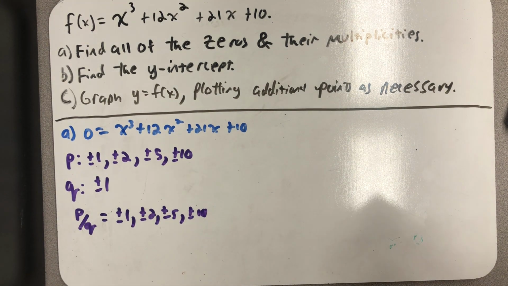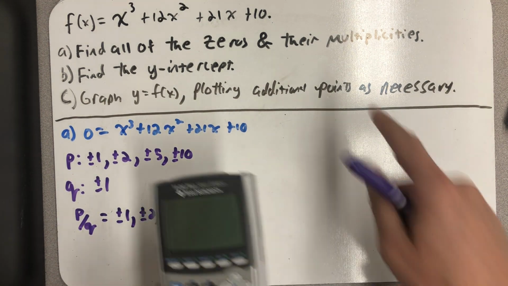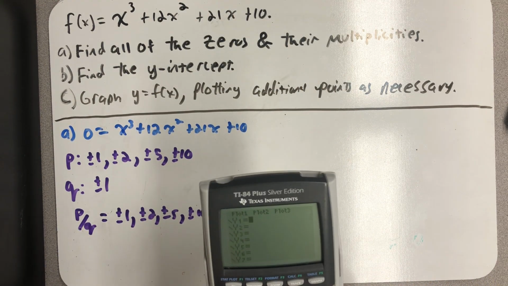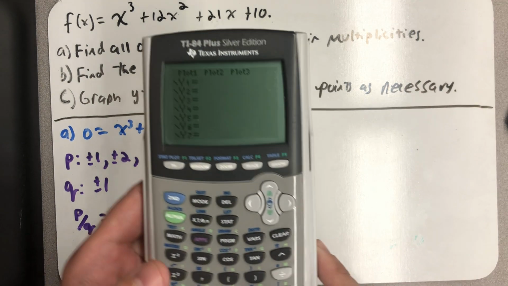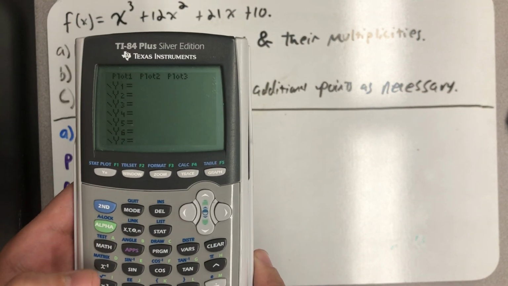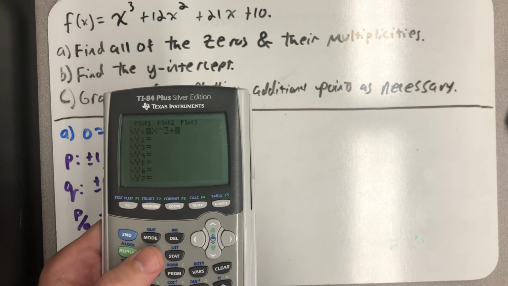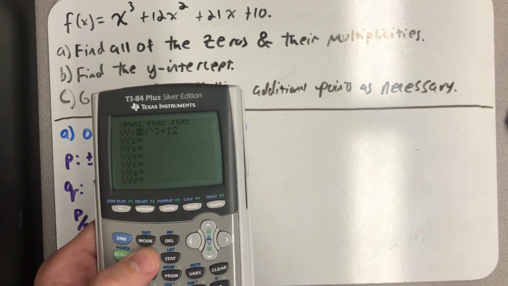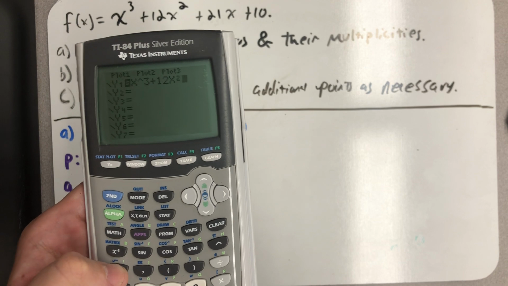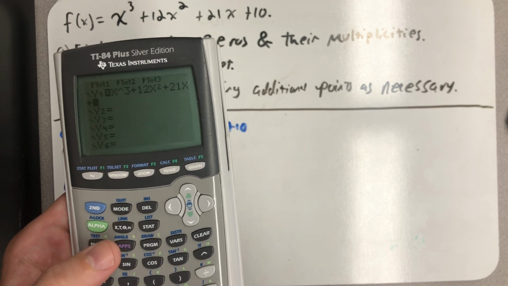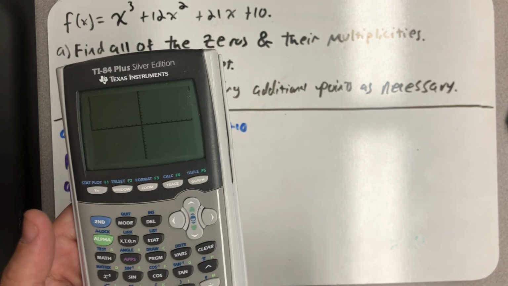So I want to take advantage of the technology. I'm going to see if the graphing calculator can help me narrow down which one of these to try so I don't just have to go in order. So I need to enter the function in. So x to the third plus 12x squared plus 21x plus 10. And then I'm going to look at the graph.